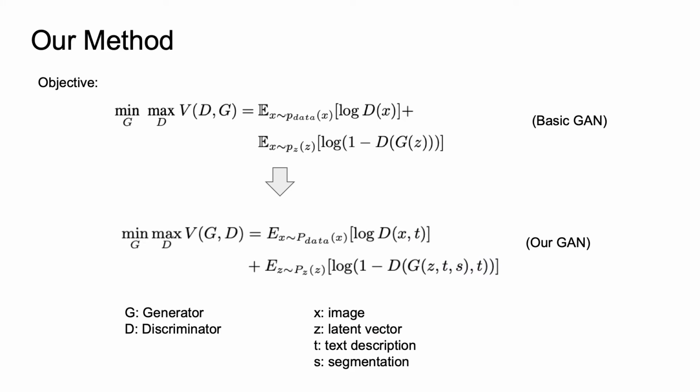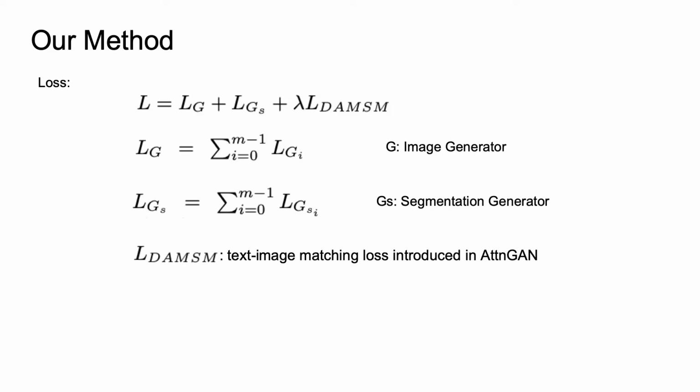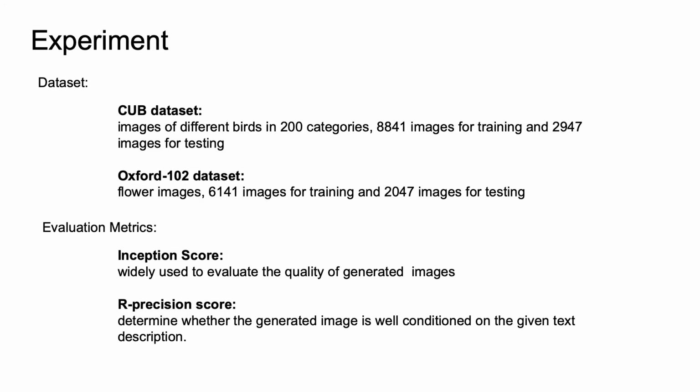In a generative adversarial network, the classic objective function is a min-max game between the generator and discriminator. Our model is basically a GAN, whose generator is conditioned on the text description as well as the segmentation, and the discriminator is conditioned on the text description. Our total loss consists of the image generator loss, the segmentation generator loss, and the text-image matching loss, which was introduced in AttnGAN. We use 2 datasets and 2 quantitative measurements to evaluate our model.